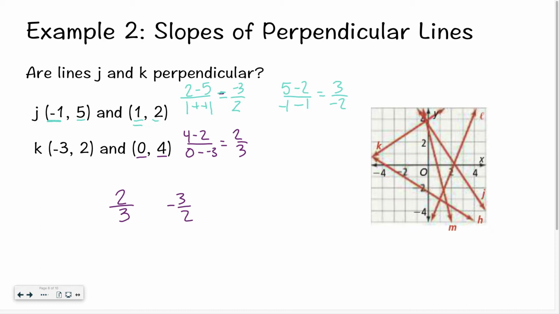But if you're worried about confusing what opposite reciprocals are, you can multiply them. And if I do 2 times negative 3, I have negative 6. 3 times 2 is 6. That simplifies to negative 1. So I can see that they are perpendicular. So I would say, yes, they are perpendicular.